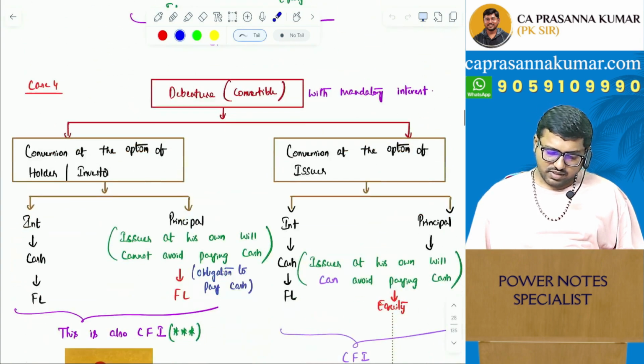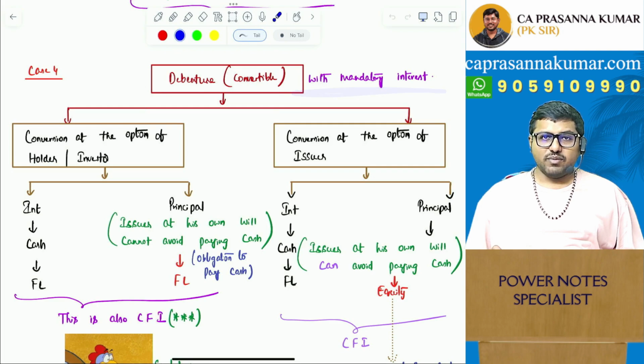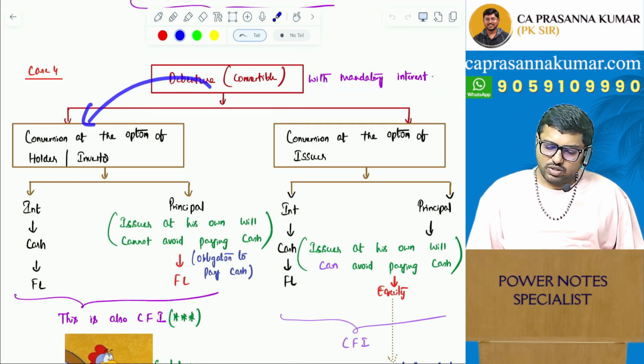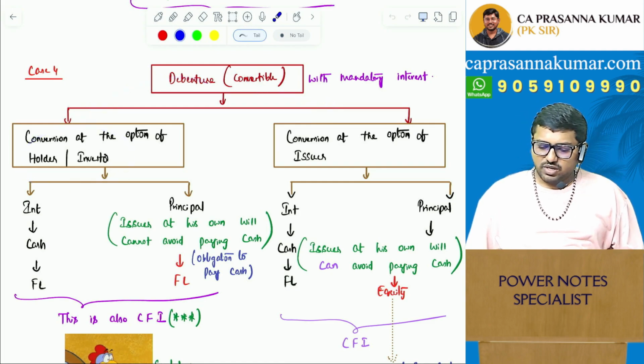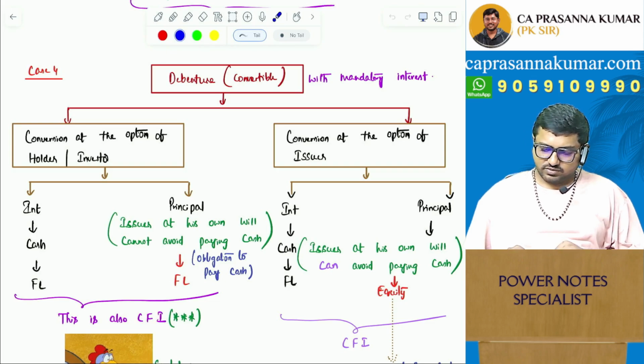Yeah. Case 4. You have convertible debenture over here with mandatory interest. Now what we're going to do in this particular example is we're going to see it from both the perspectives. From the viewpoint of the investor, and from the viewpoint of the issuer. Investor is nothing but the holder. Issuer is nothing but the one who is issuing the debenture. That is mostly a company. Got the point?